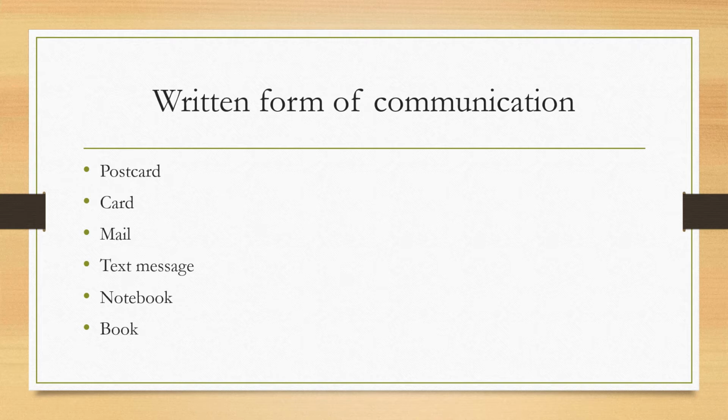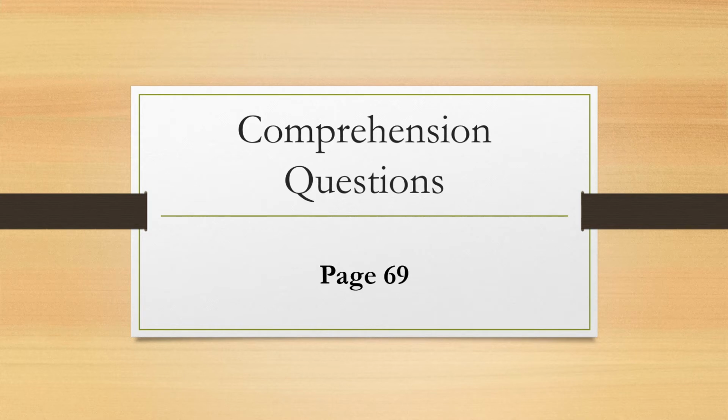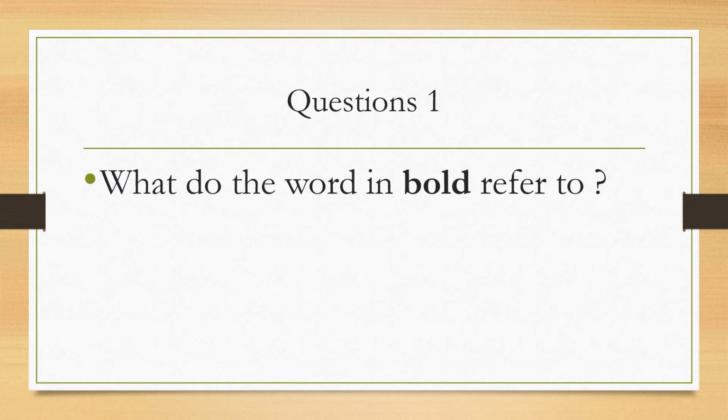Now let's move to comprehension. Exercise number 4 on page 69. We have to read the articles again and answer the questions. Follow with me, girls. Let's start with question number 1. What do the words in bold refer to? We have words in bold in articles A, B, C, D, and we have to know what they refer to.